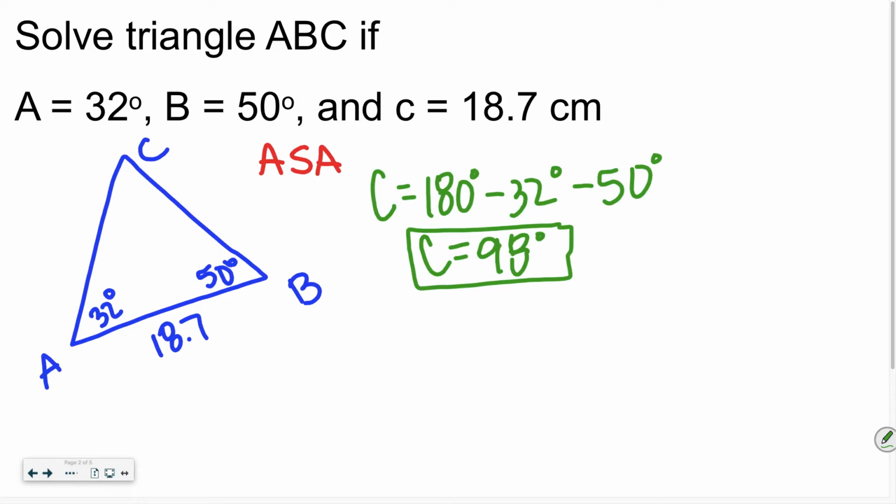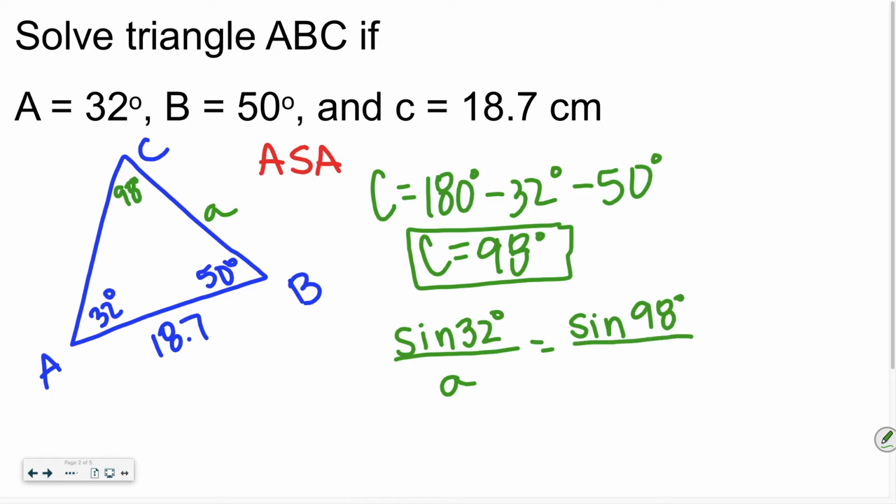Okay. All right. So now that we have angle C, let's go ahead and set up our proportion. If we want to find side A, then we can set up the sine of 32 degrees over side A. So the sine of A over A. What are we going to set it equal to? What pair are we going to pair it up with? The C's, because we have both of them. The sine of 98 degrees over 18.7.